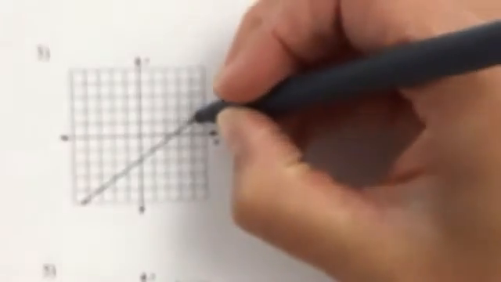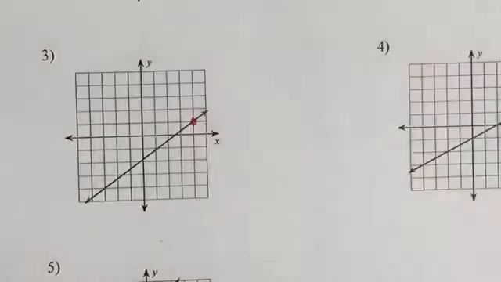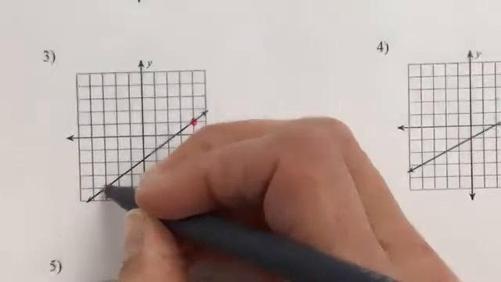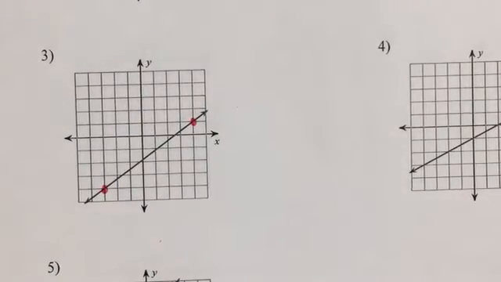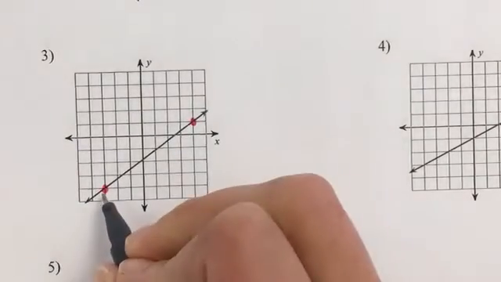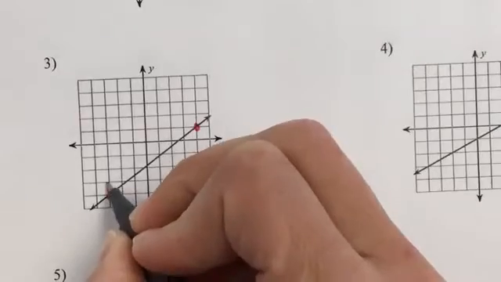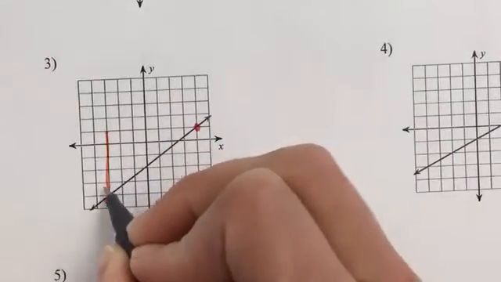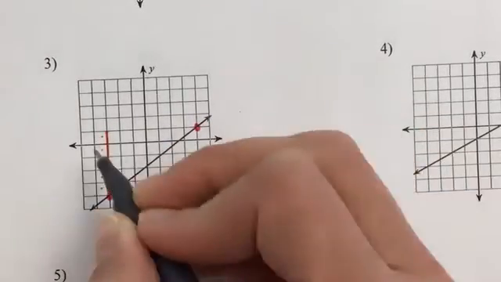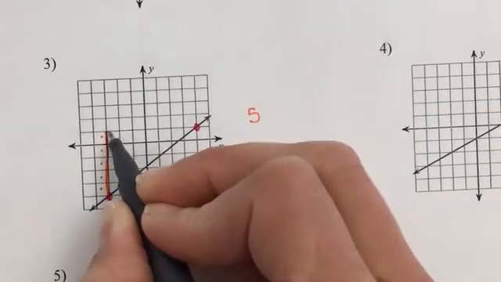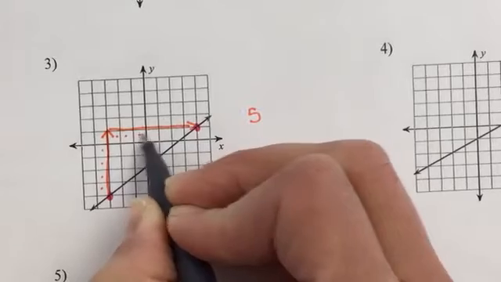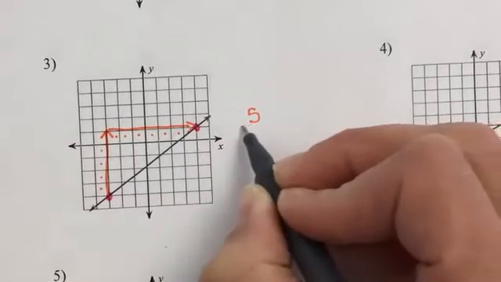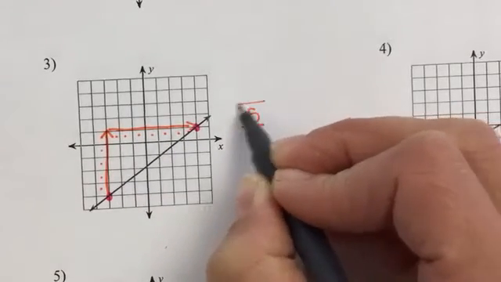I see one right here. And then I don't think I see another perfect intersection until right down here. I told you guys that I go left to right, so I'm going to start on the lower point on the left-hand side, and I'm going to go up. I went up 1, 2, 3, 4, 5 blocks. So that's a positive 5. And then I'm going to go to the right. 1, 2, 3, 4, 5, 6, 7. So our answer is 5 sevenths.